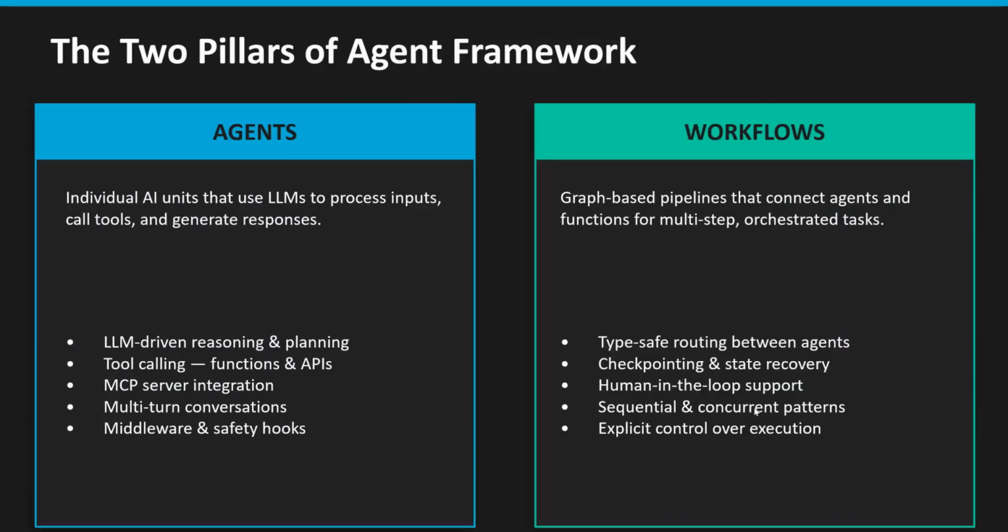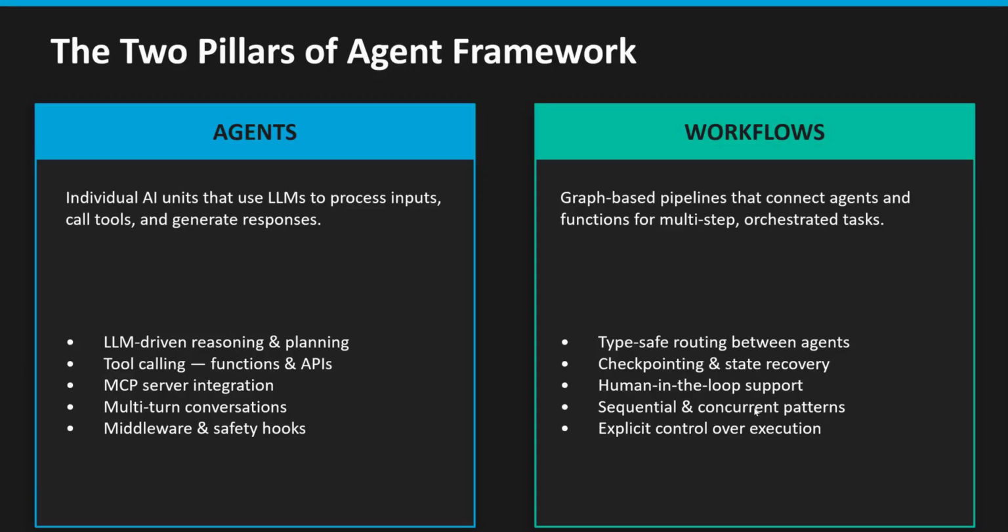The Microsoft Agent Framework is built around two core concepts, agents and workflows. Think of an agent as an individual AI worker, and each agent has its own LLM brain. It can call tools, connect to external systems through MCP, and handle multi-turn conversations with users. Basically, it's a self-contained unit that can think, make decisions, and take action.